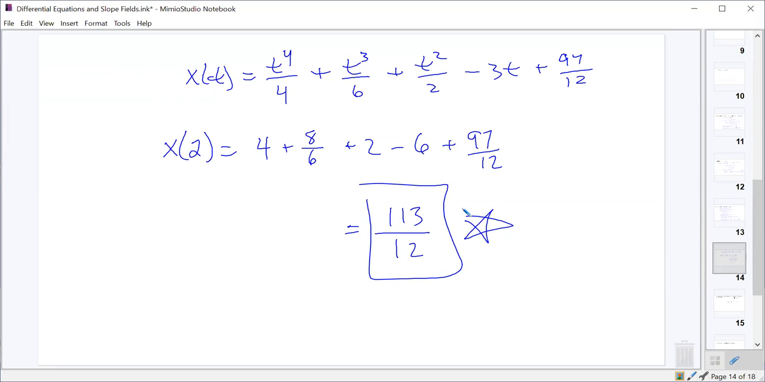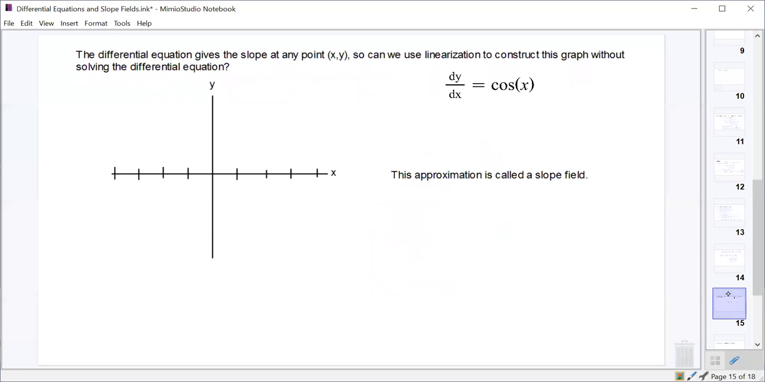And so what we're going to do for the last 10 or so minutes here is talk about a method to do that. We're going to use it with a simple function that we could integrate and find the solution to, just to get the idea, and then we're going to apply it with some other more complicated functions. So what we're doing is called slope fields. And a slope field is just a graphical approximation of the solution to a differential equation.